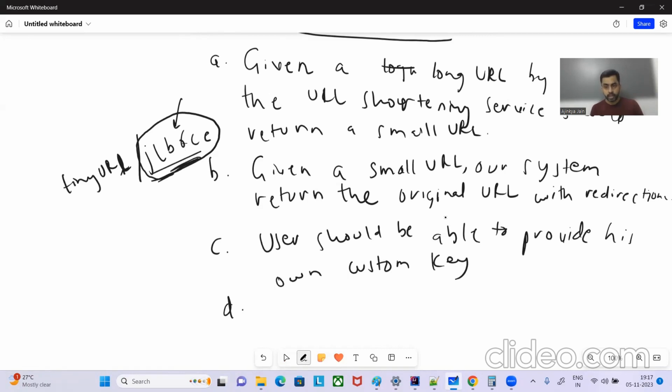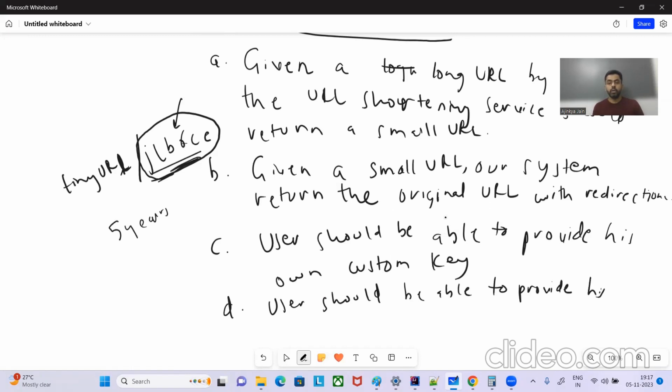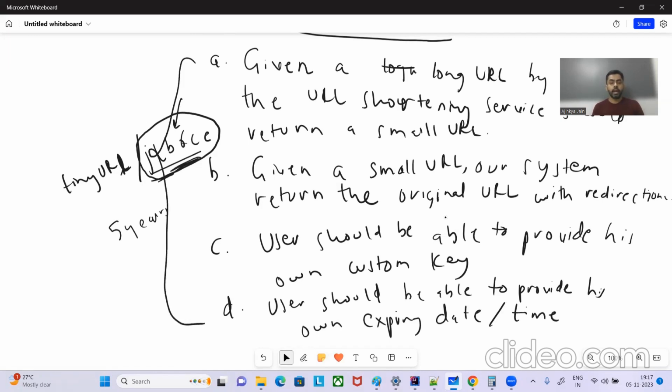And also, whenever we create a short URL for the user, definitely it will have some expiration time. For example, we may store that tiny URL for 5 years in our system, and post that it will be expired. So there should also be a provision for the user to provide his own expiry date or time. So these would be the functional requirements.